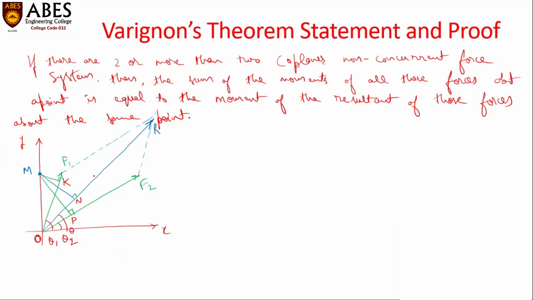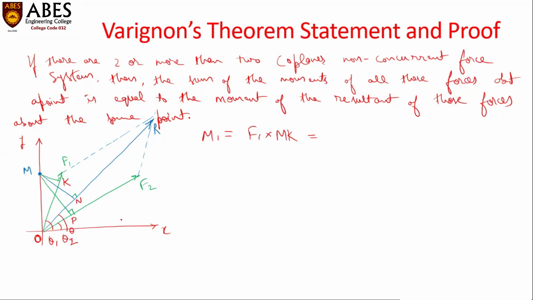So, what will be the first moment? Means the moment of the first force F1 about the point M. M1 will be equal to F1 multiplied by this perpendicular distance, F1 multiplied by the perpendicular distance MK. And MK can be written in terms of this angle theta or this distance MO.